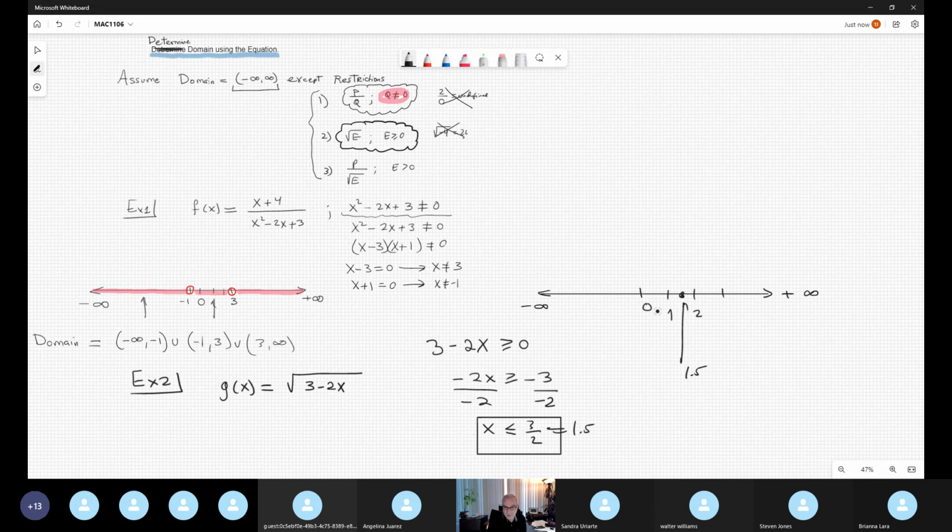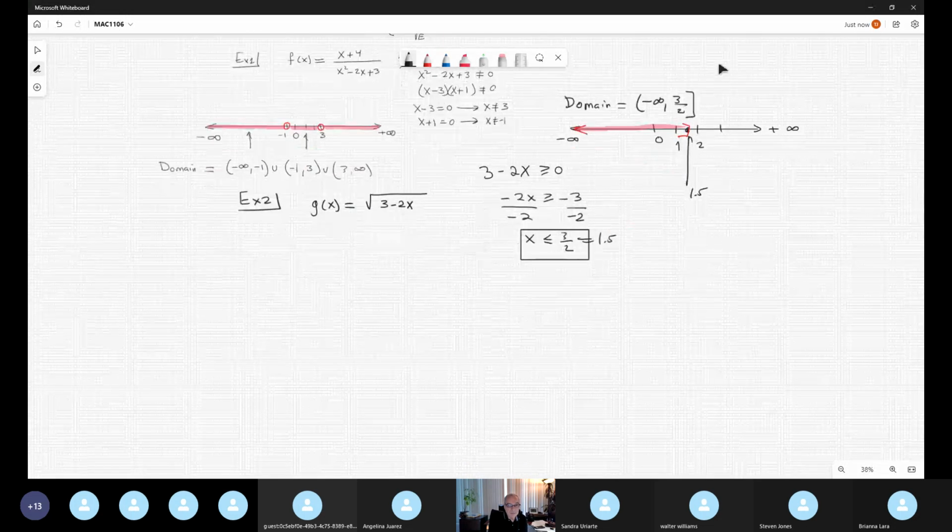But it's to the left because it's less than. And of course, different from the previous one, include the endpoint. So the symbolic way to indicate this is using a bracket. Now my answer is, the domain for example 2 is from negative infinity, comma, 3/2 or 1.5, either way, and bracket. Do you follow me? Do you understand this idea? Yes, yes.